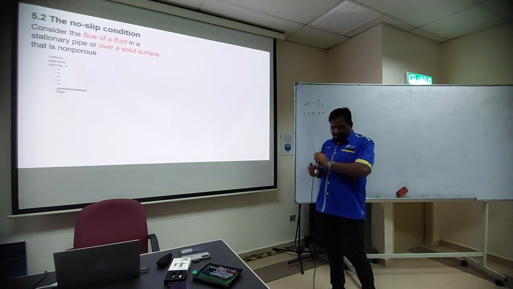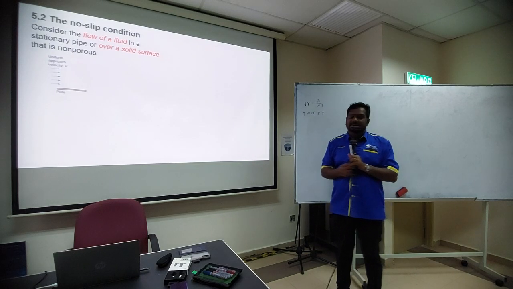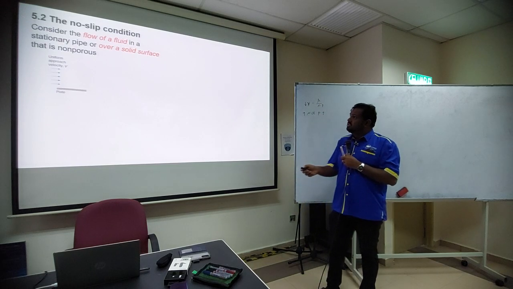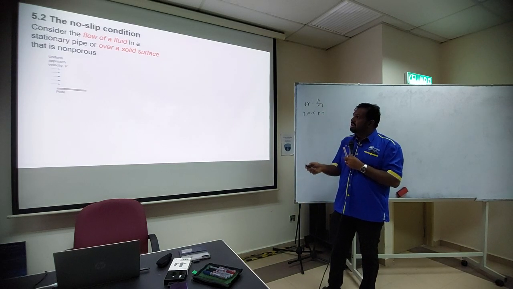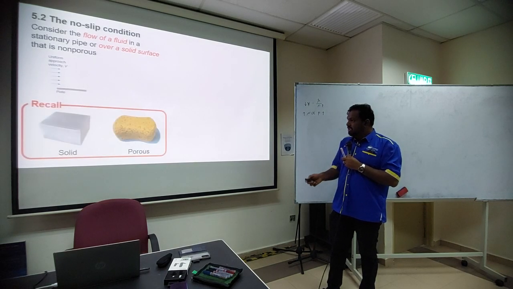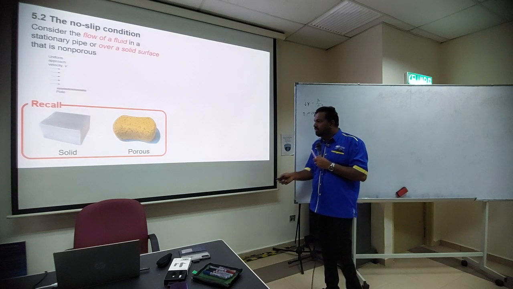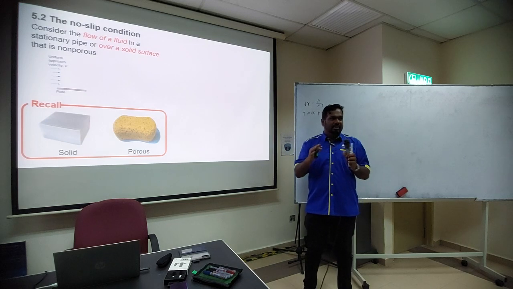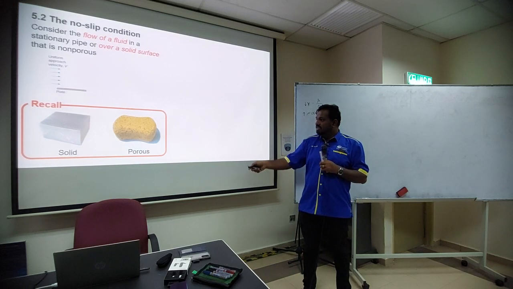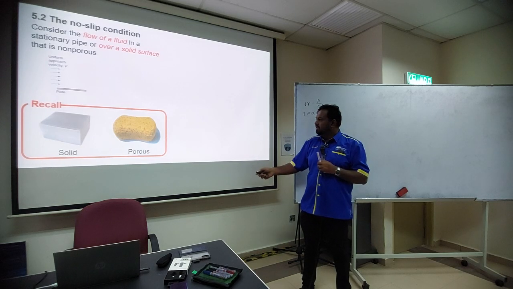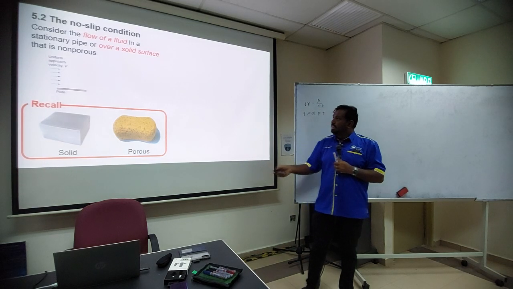So that's another case, we call it the no slip condition. Consider the flow of a fluid in a stationary pipe or over a solid surface that is non-porous. If you want to recall, solid is something that really has stuff inside, and porous means there are a lot of air gaps in between, like a sponge.